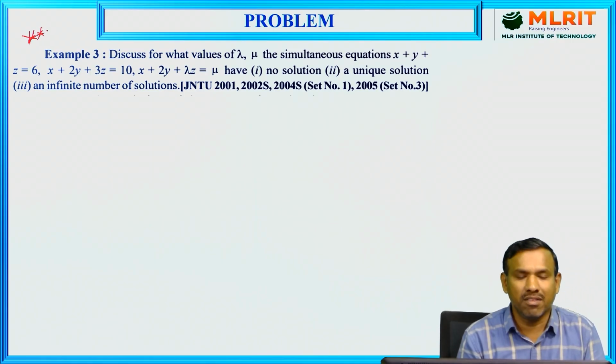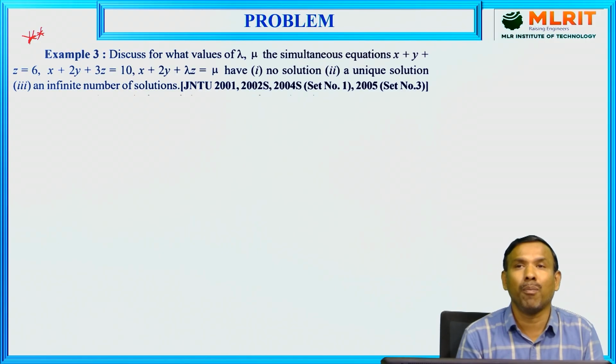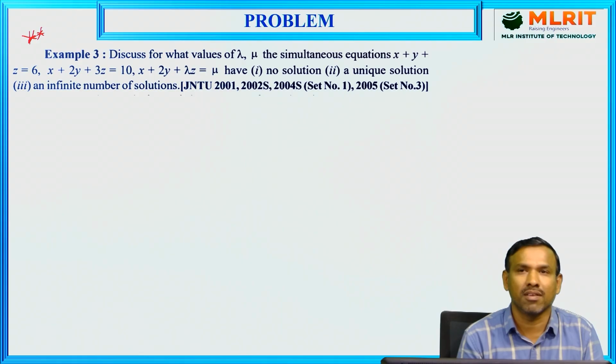Right? Discuss for what values of lambda and mu the simultaneous equations x plus y plus z is equal to 6, x plus 2y plus 3z is equal to 10, x plus 2y plus lambda z is equal to mu have no solution, unique solution, infinite number of solutions. All possible cases is asked. So what are lambda and mu? Arbitrary constants, and they can take any value. So you need to discuss for what values of lambda and mu the given system will have no solution, unique solution, infinite number of solutions.